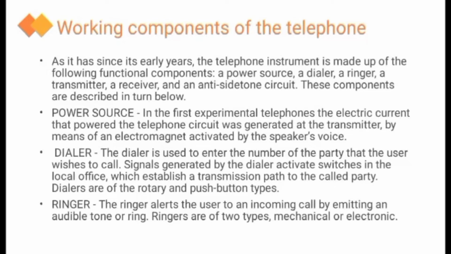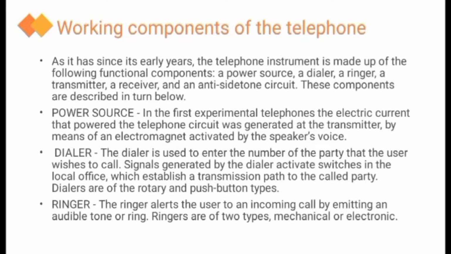Power source. In the first experimental telephones, the electric current that powered the telephone circuit was generated at the transmitter by means of an electromagnet activated by the speaker's voice. Dialer. The dialer is used to enter the number of the party that the user wishes to call. Signals generated by the dialer activate switches in the local office, which establish a transmission path to the called party. Dialers are of the rotary and push-button types.